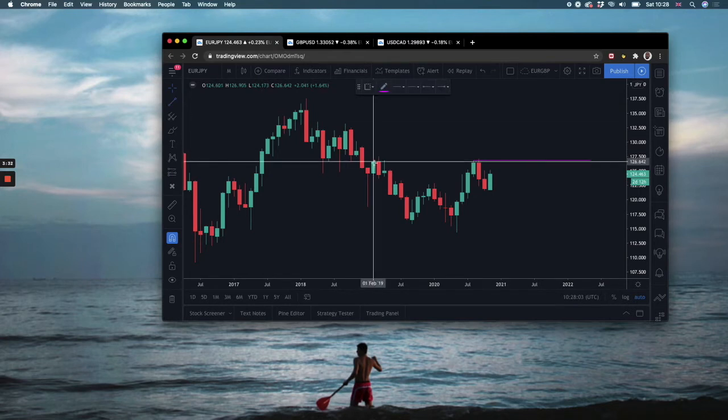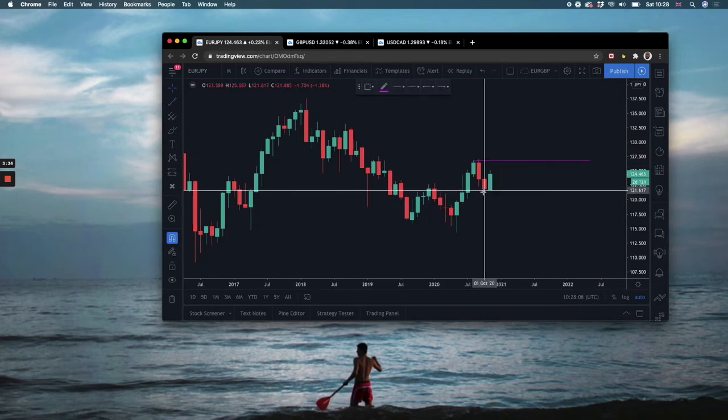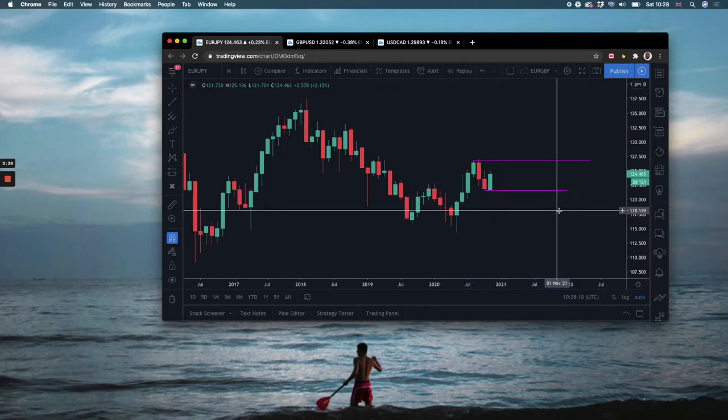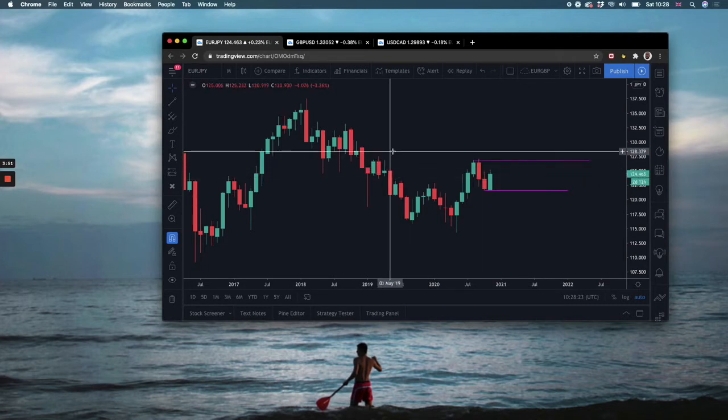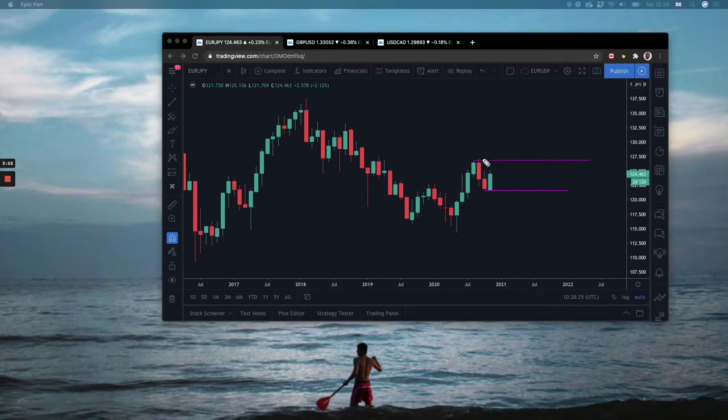What would be the selling climax? The selling climax would be this candle here. Basically, this is the last down candle before the big move up. So what you can see here is that the buying climax is the last candle before the big move down, so this green candle here, and the selling climax is the last candle before the big move up, so the red candle, this here. That's how you identify the buying and the selling climaxes.